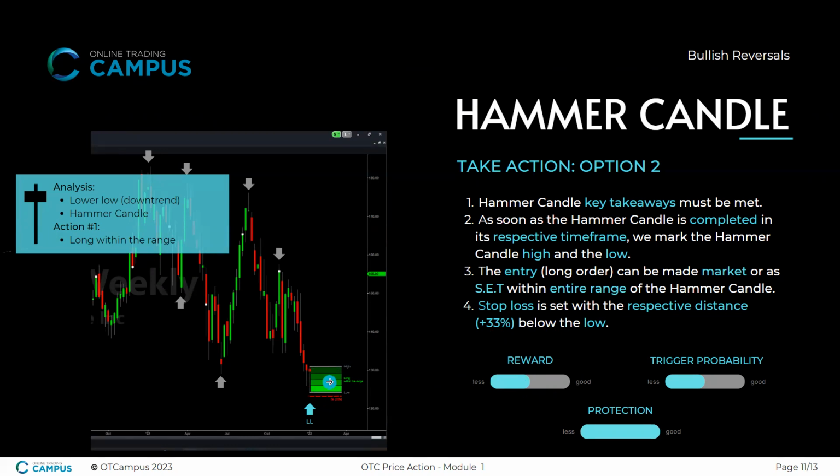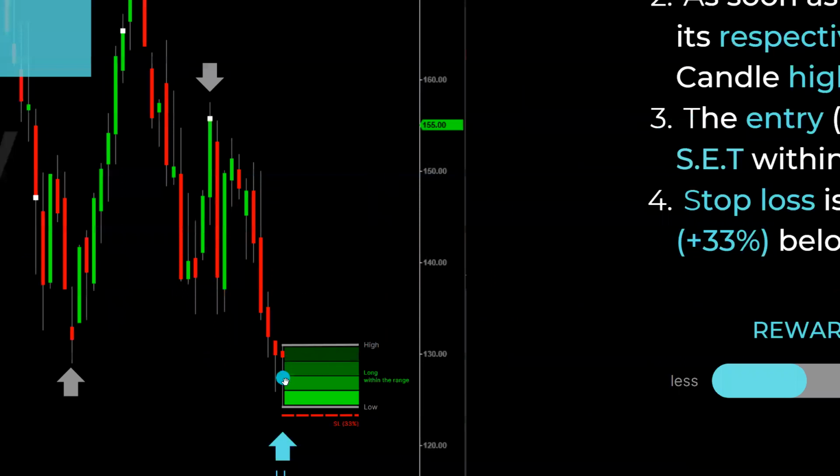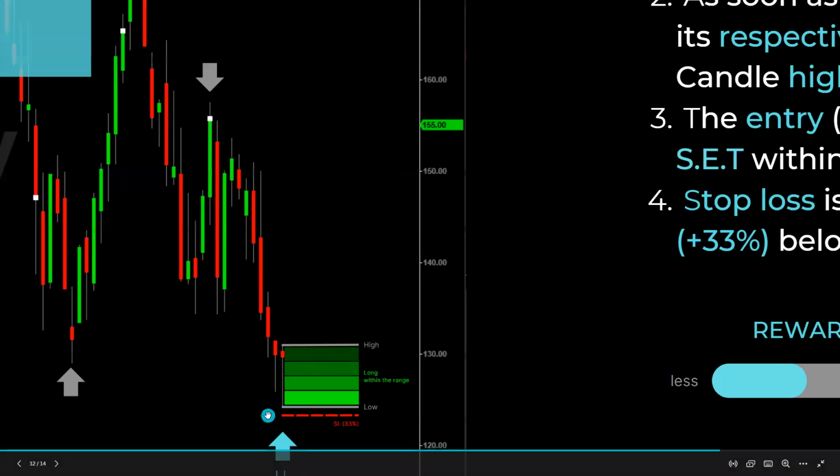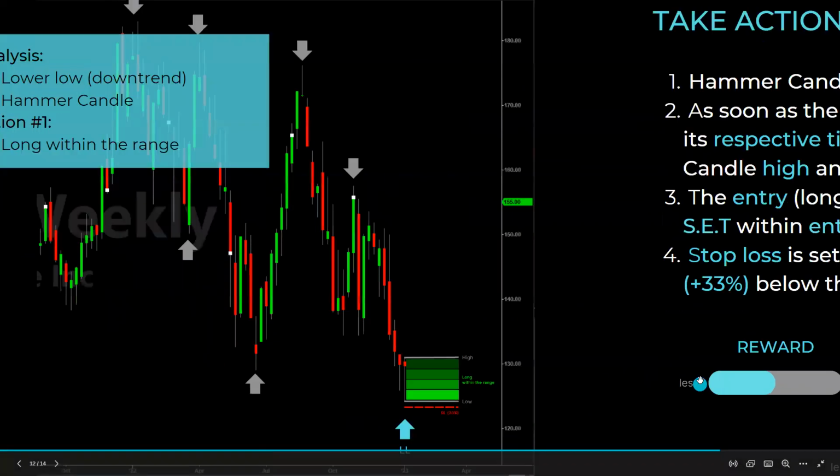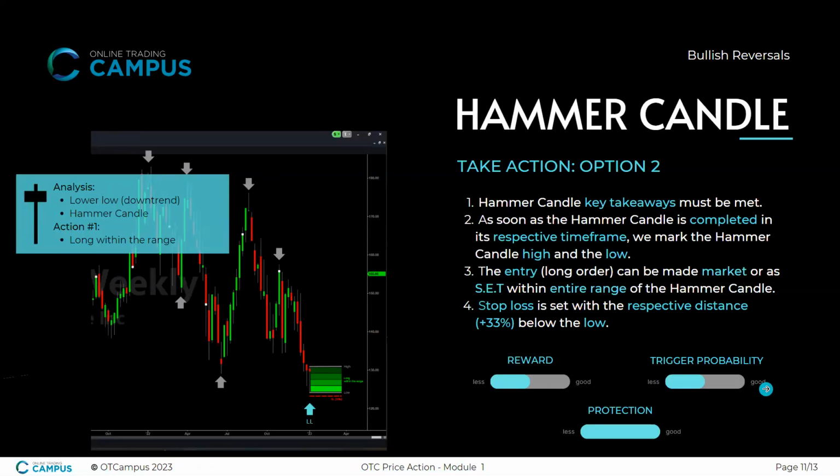You will buy in the entire range here. And if your entry, for example, is in this area, you will definitely get a better entry with the same stop loss, right? Like option 1. That means you will definitely get a better reward. The reward is better. The trigger probability here is not the best.